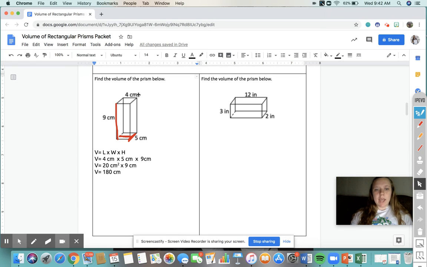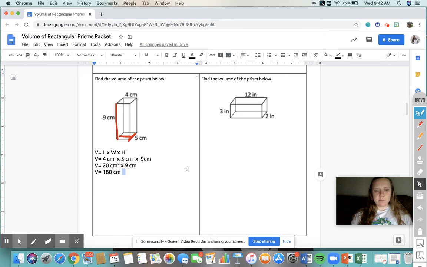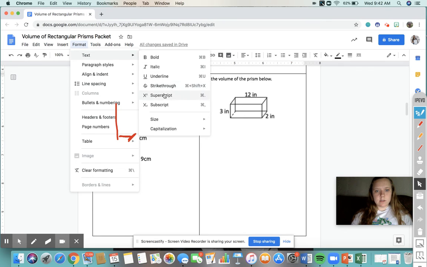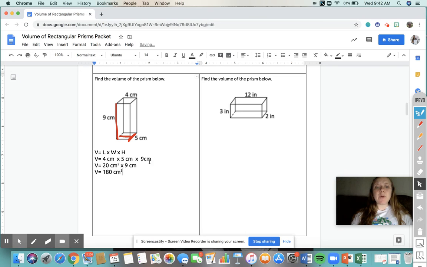cubed. Anytime you have volume, it's always going to be in cubed units. So either centimeters cubed, inches cubed, meters cubed, but it's always going to end in that 3 as the exponent. Let's look at number 2.